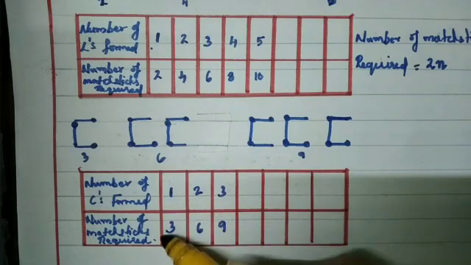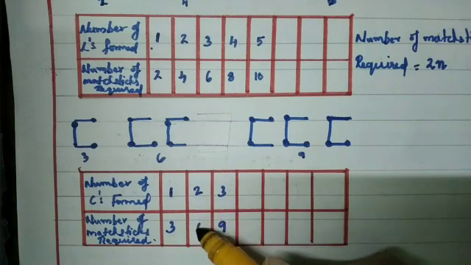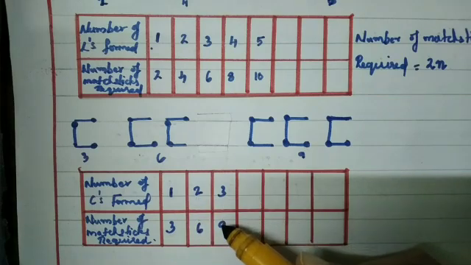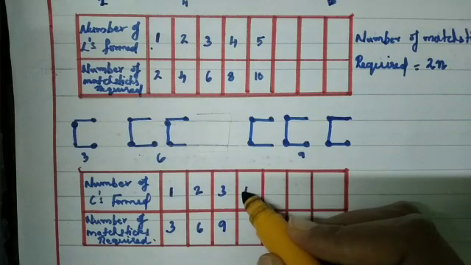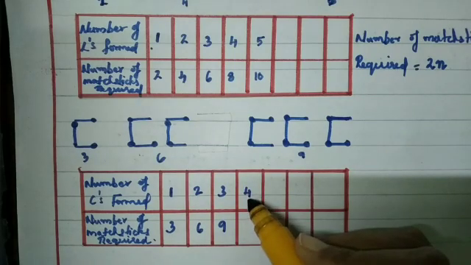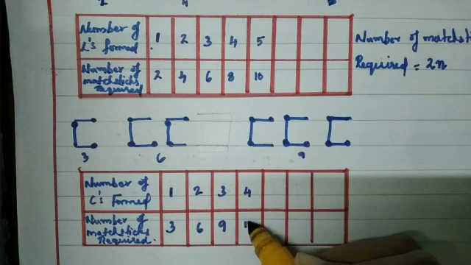Here is 1 multiplied by 3, 3. 2 multiplied by 3 is 6. 3 multiplied by 3, 9. Then 4 C's, how many matchsticks? It is 4 multiplied by 3, 12 matchsticks.